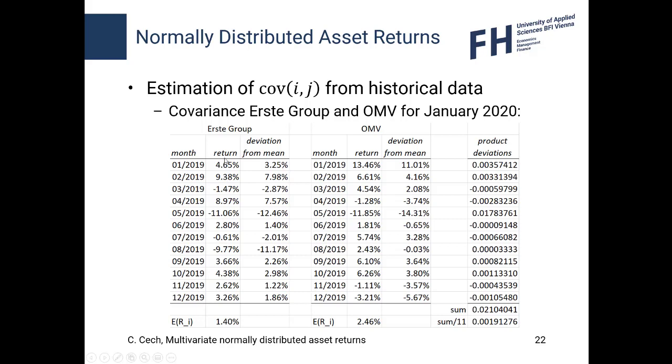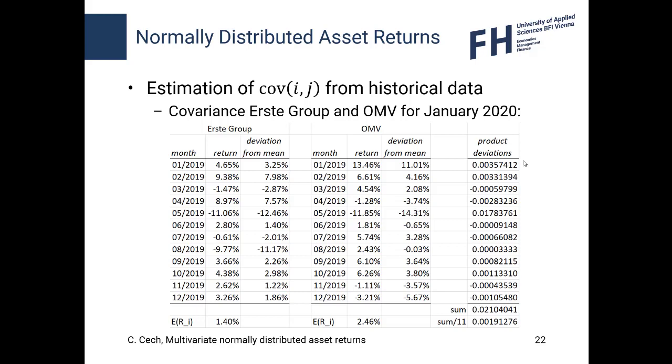So we have here the returns for Erste Group, and here we have the returns for OMV. We can calculate the expected return, respectively the average, for both stocks, and then can calculate the deviations from the mean, which we have here for Erste Group and here for OMV. And then for all 12 observations we must multiply this value with this value. So we have these 12 products here.